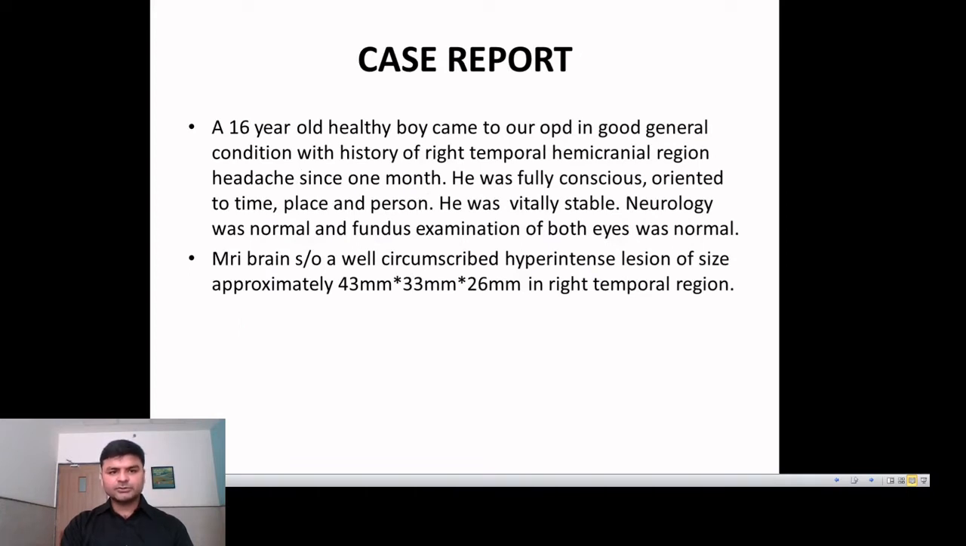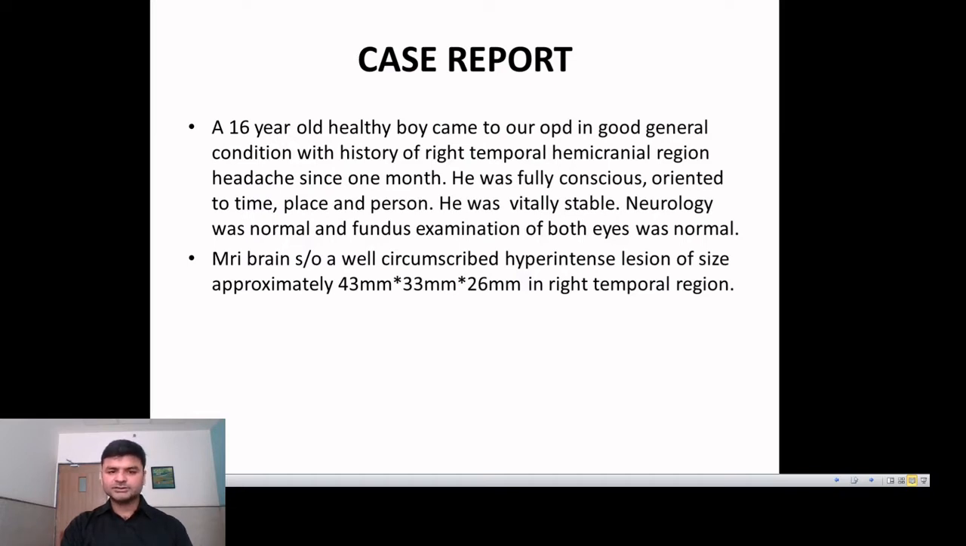The case report is about a 16-year-old healthy boy who came to our OPD in good general condition with a history of right temporal region headache since 1 month. He was fully conscious, oriented to time, place, and person, and vitally stable. The neurological examination and fundoscopy of both the eyes were normal.